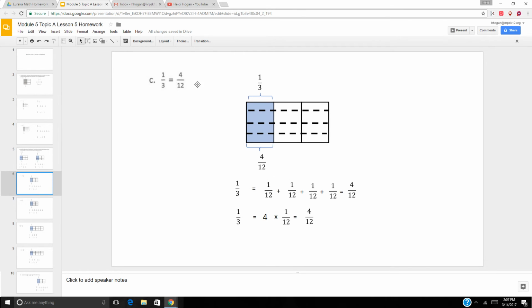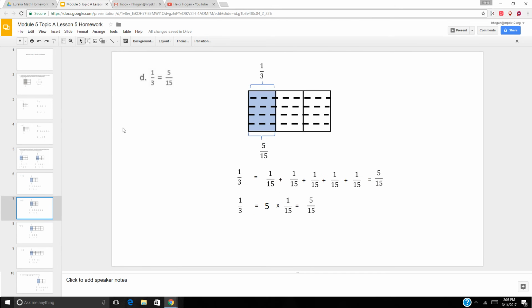Now 1/3 equals 4/12. So again, we're going to make the same tape diagram of 1 out of 3, 1/3, but we need to decompose it into twelfths. So we would make 3 dashed lines, 1, 2, 3, 4, 5, 6, 7, 8, 9, 10, 11, 12. So now we have twelfths. And 4 twelfths equals 1/3. Or 1/12 plus 1/12 plus 1/12 plus 1/12 equals 4/12. Or 1/3 equals 4 times 1/12, which gives us 4/12.